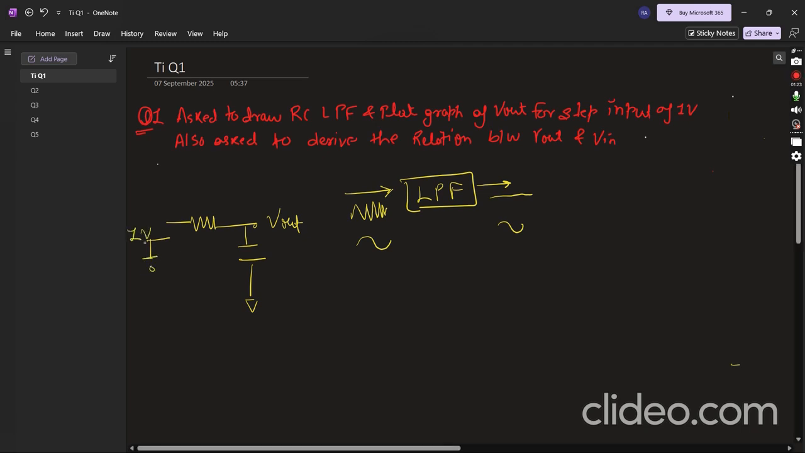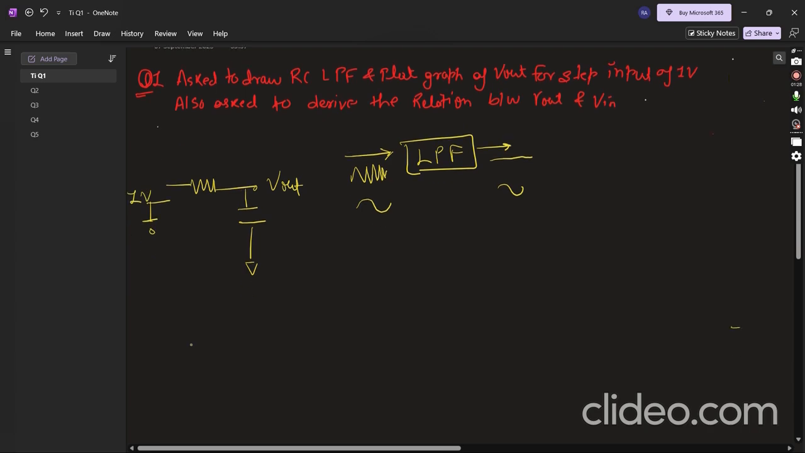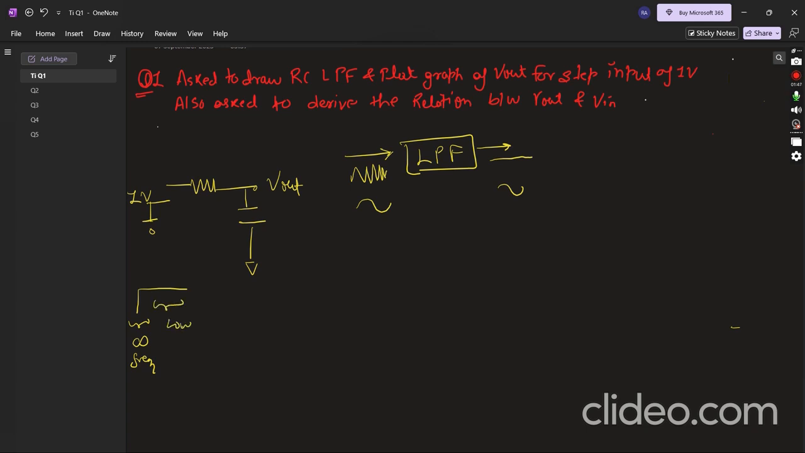0 volts, 1 volt. So let's discuss the step response, the step input. This step response looks like this, and this part is the high frequency input, and this part is the low frequency input. So you can see that a low pass filter has to attenuate this part and has to pass this part.